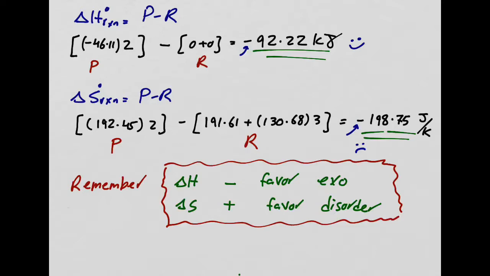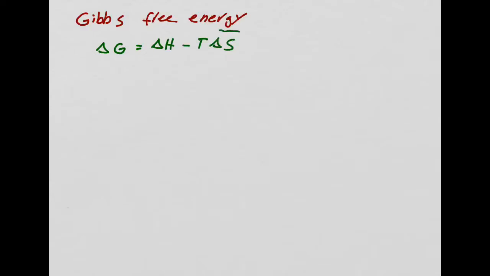If both were favored, if I had a minus plus, the reaction will happen. If both were not favored, the reaction will not happen. But what happens if one is favored, one is not favored? Every time you are in that situation, you have to look at Gibbs free energy to see which component is going to win. Here's Gibbs free energy. Delta G equals delta H minus T delta S.